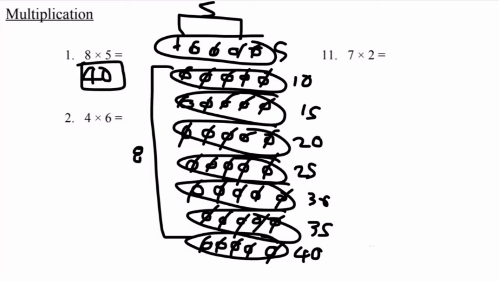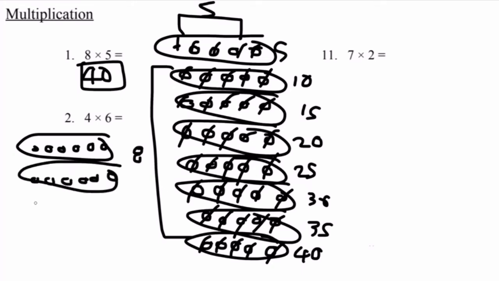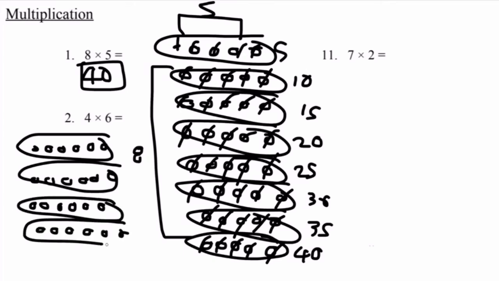Number 2, 4 times 6. Let's draw it out to find our final answer. 1, 2, 3, 4, 5, 6. First group, second group, third group, fourth group, each with 6 circles. We have a total of 4 groups of 6 circles.